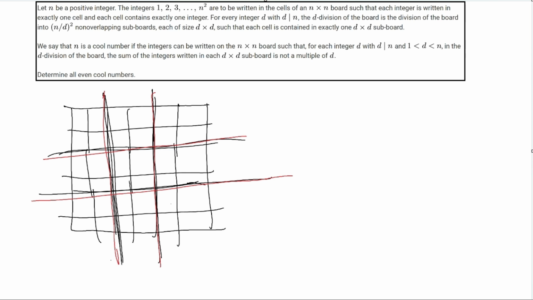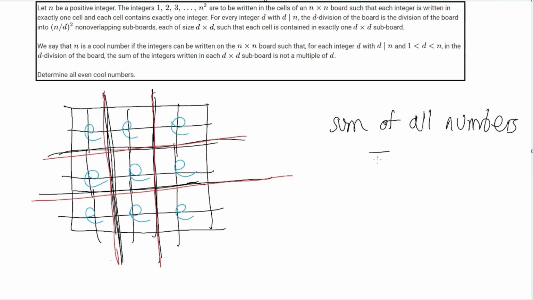Because if we do it like 1, 2, 3, 4, 5, 6, and then we just continue enumerating it downwards this way, then we always have 2 odd numbers inside each square. So the sum of the numbers should be even, even, even, even, even, even, even, even, even. And that means that the sum of all the numbers in the grid is even.